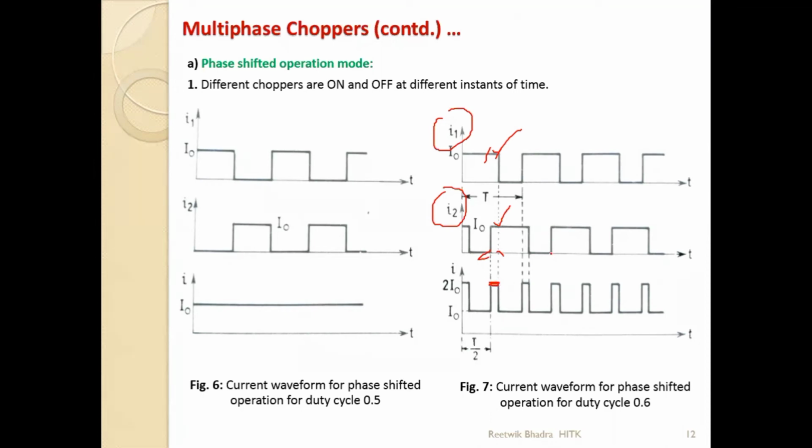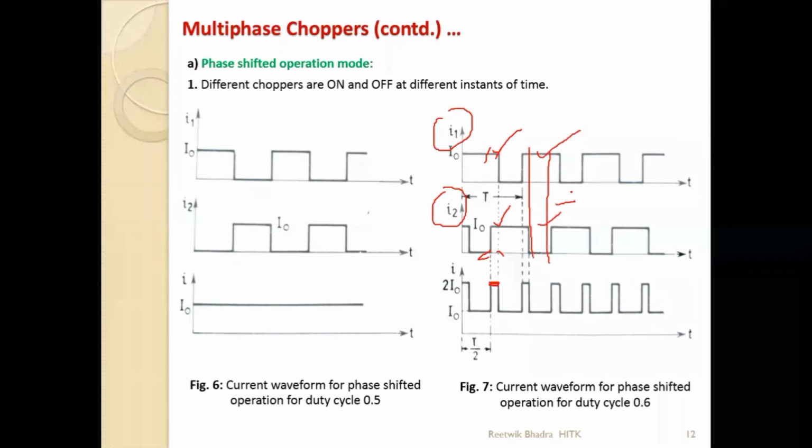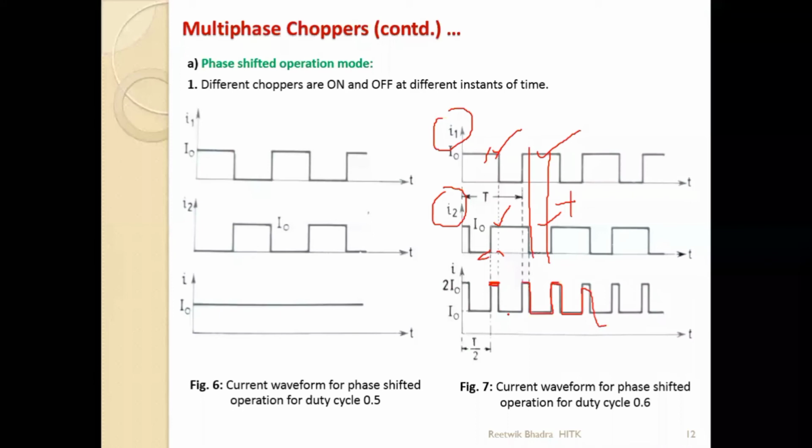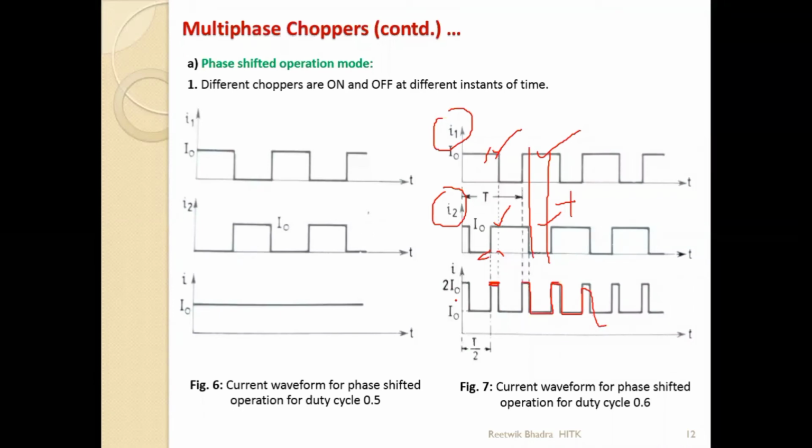And suppose during this period my CH2 is off. So I2 will be 0, but CH1 is on, so I1 will be I0. If you add these two, what will you get? I0. So from 2I0, it will jump back to I0. Then again I0 to 2I0, and it goes on in this fashion. So it will be a pedestal type waveform, and over here we can get an average value in between.